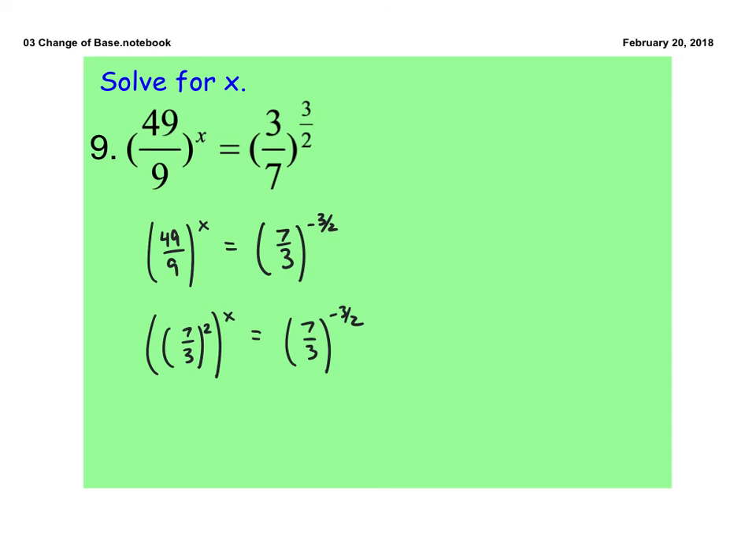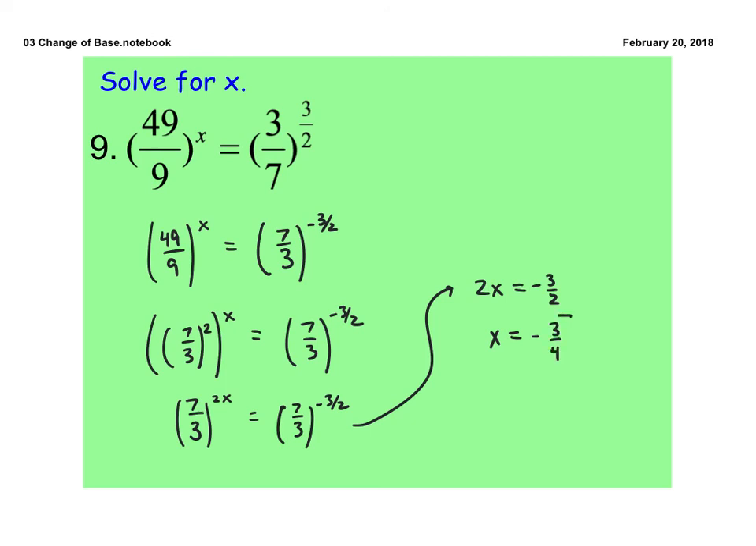Okay, that means that over here on the left side, we have 7/3 to the power of 2x. And over here, we have 7/3 to the power of -3/2. Okay, so the bases are the same. That means that my exponents are equal. So I have x equal to negative. Now remember, if you take 3/2 and divide by 2, now that's -3/4.